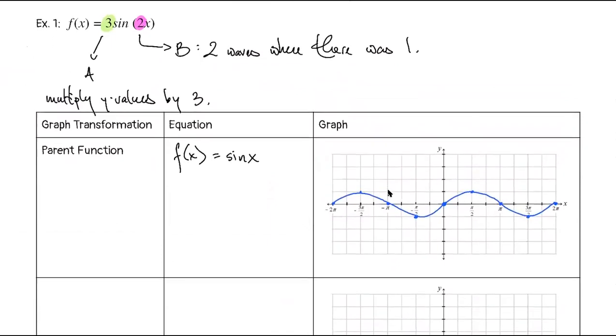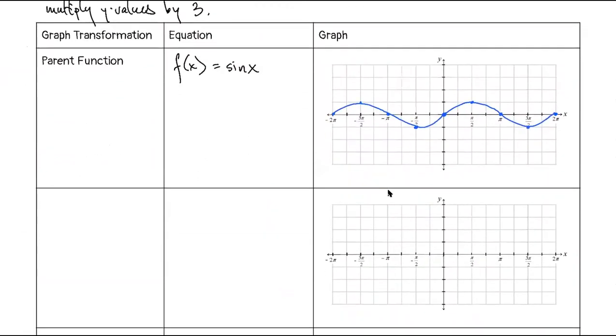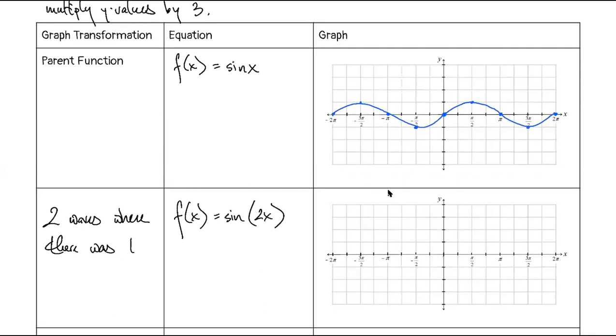Now, the next thing that happens is the B. All right, so from our parent function, now what we're going to do is make 2 waves where there was 1, okay? So over here in this first box, I'm going to write exactly that, 2 waves where there was 1, okay? And the part of the equation I write is f of x equals sine of 2x, because I'm just taking care of that part first. And then our last step will be to multiply all the y values by 3, okay?